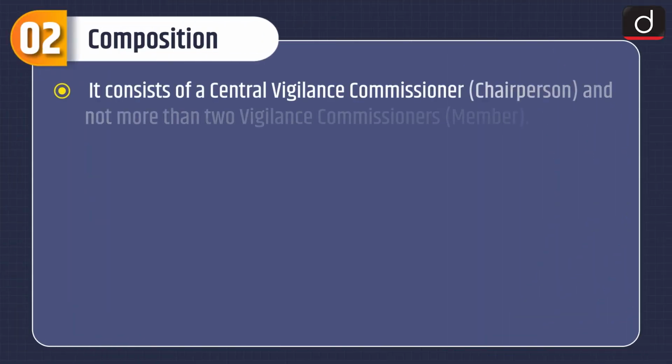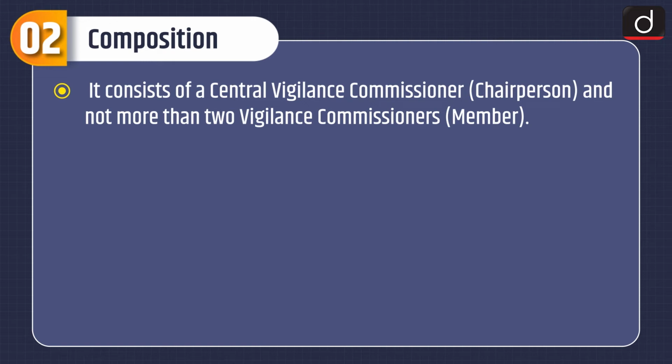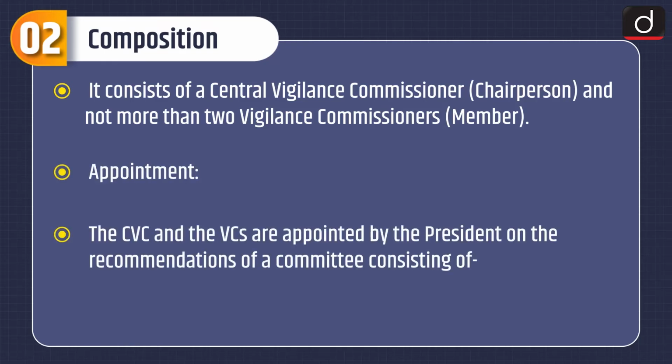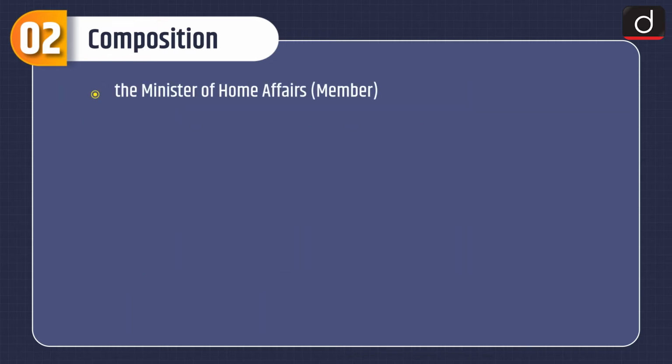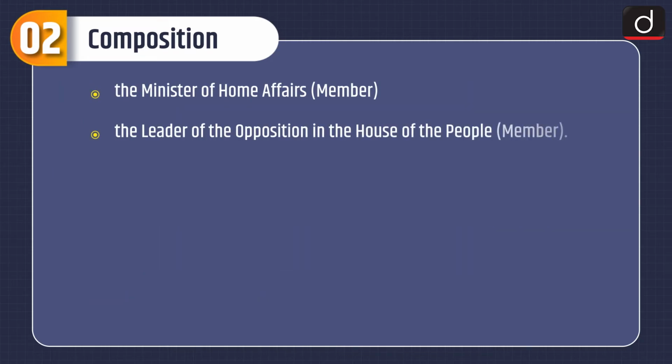Now moving on to its composition. It consists of a Central Vigilance Commissioner (chairperson) and not more than 2 Vigilance Commissioners (members). First is appointment. The CVC and the VCs are appointed by the President on the recommendations of a committee consisting of the Prime Minister (chairperson), the Minister of Home Affairs (member), and the Leader of the Opposition in the House of the People (member).